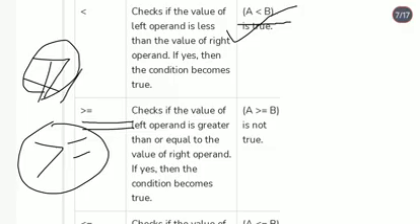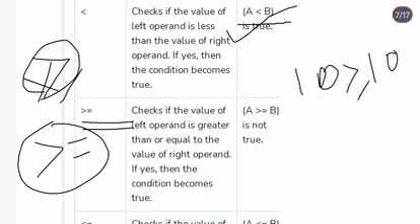For example, if I take a's value as 10 and b's value as 10, then a is not greater than b, but a is equal to b. So this is true. Okay, so you have to understand these things very clearly. These are just mathematical terms. You have to use mathematical concepts and you can solve this type of question. You can go anywhere, find this type of question, and solve it. These are very easy questions.